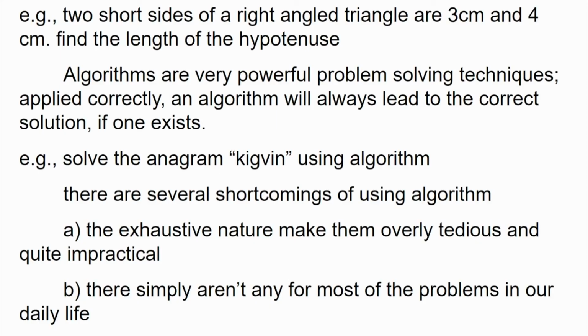For example, look at this problem: two short sides of a triangle are 3 centimeters and 4 centimeters. So, what is the hypotenuse? It has to be 5.